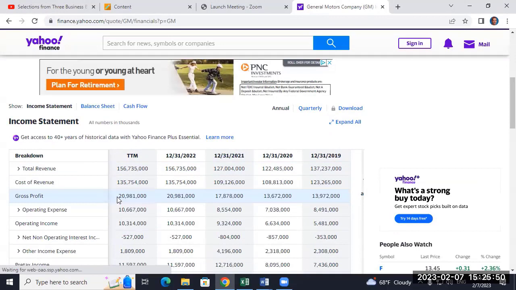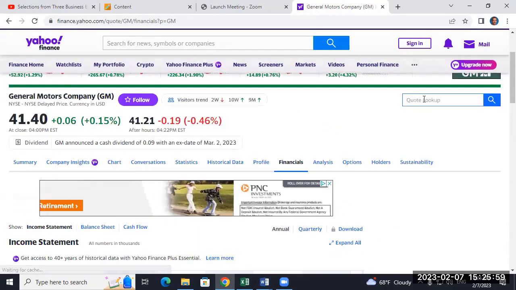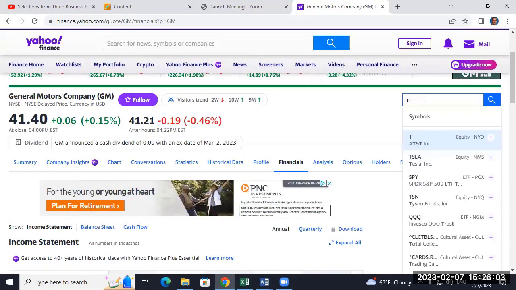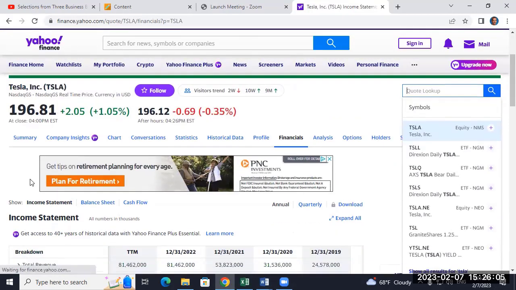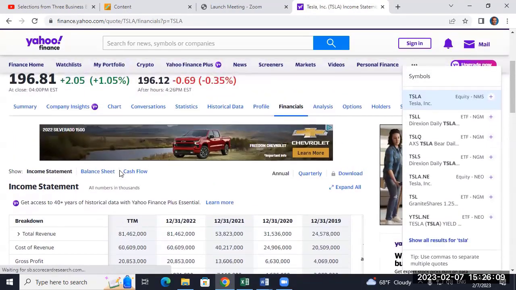GM has like a 7%, 8% gross margin. Yeah, Tesla is a little unusual. They have margins that are definitely higher than the competitors, but Ferrari beats them all. Ferrari is just amazing.